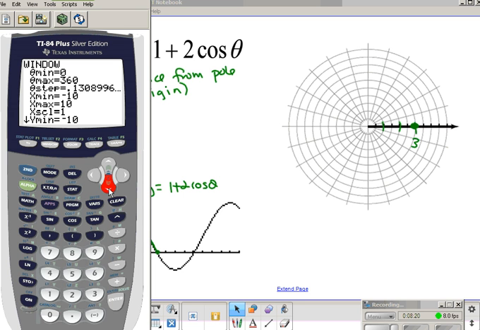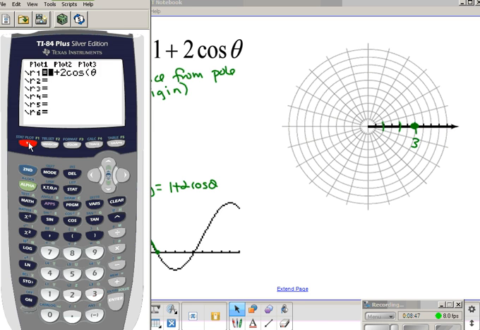And for theta step, if I went 0.1, that would be a very, very slowly drawing graph. Now I said that my maximum radius is going to be 3, so I don't need to go all the way out to -10 for x or for y. I can go from -3 to 3, and hopefully that will help me see the graph a little bit better. So I've set my window. You can pause and set your own window. And now I'm going to hit graph.